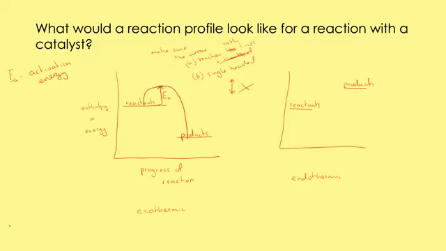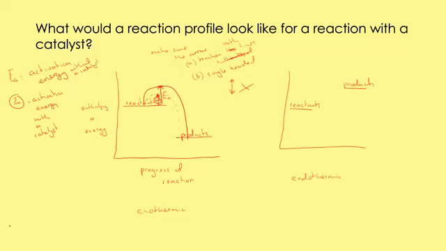So what we'd do is this little hill would be lower. So the difference between the reactants and products stays the same, but the activation energy, I'll write EA and circle it. So that was without a catalyst. And the one with the circle is the activation energy with a catalyst. So you can see that it's lower. And that means we're going to get more successful collisions.